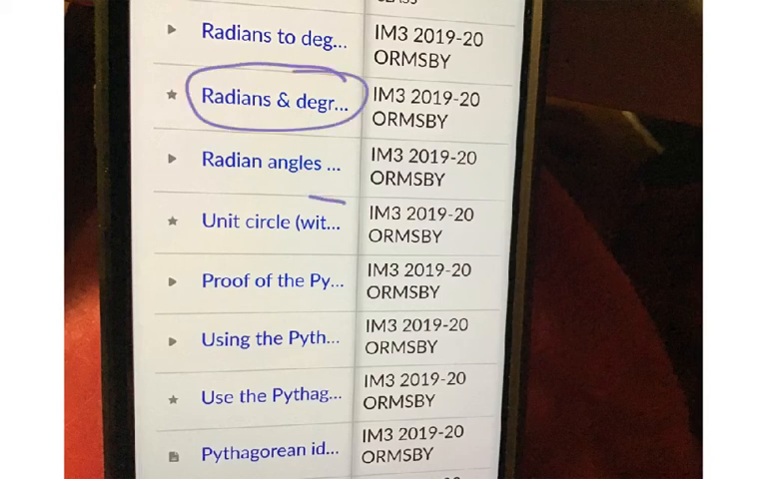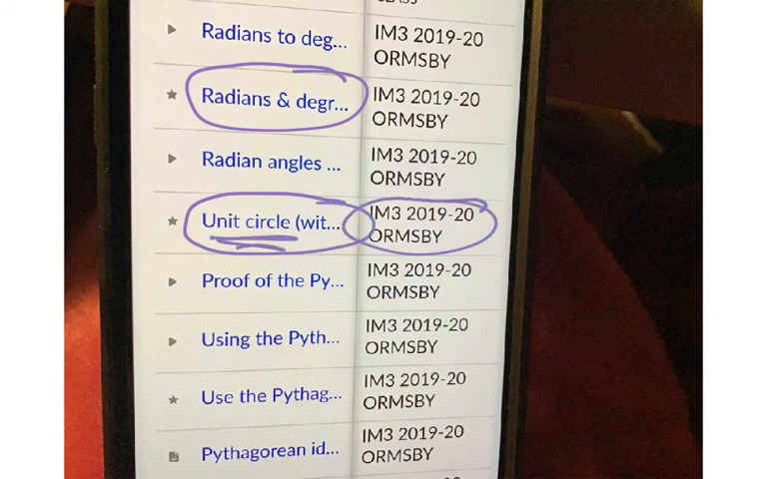I just want to point out the next one I would do if I was IM3 is try the unit circle one. Okay? See what you can do on that. You don't have to do the videos, right? Just do the practice problems. Notice down at the bottom here I also have notes I can do, as well as another set of practice problems there. So focus on the practice problems and the notes, guys.